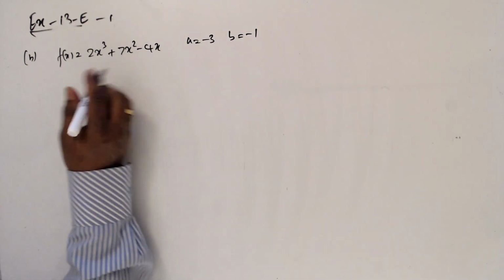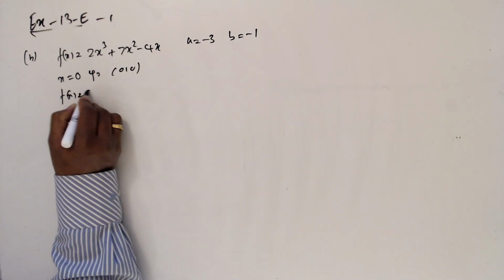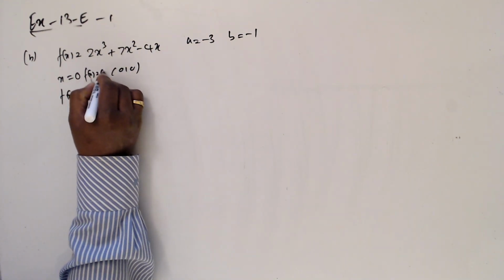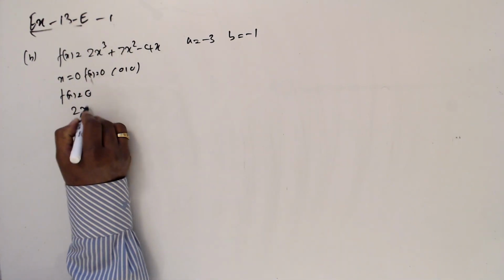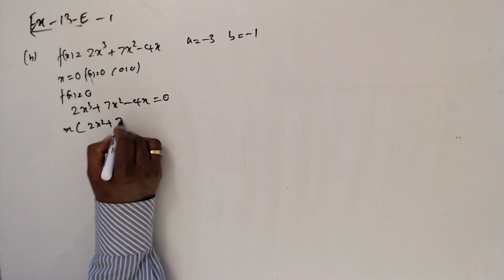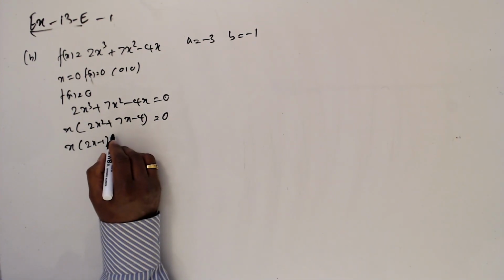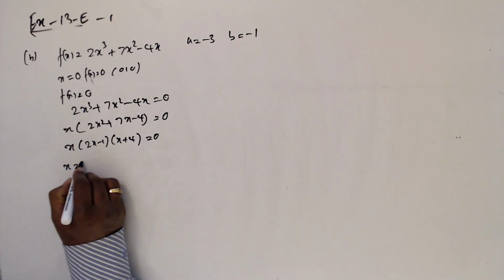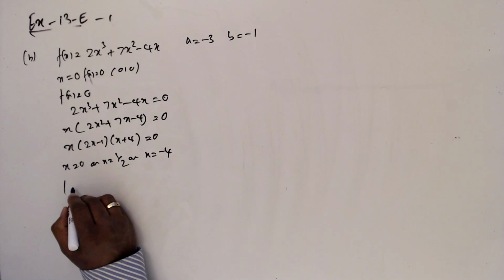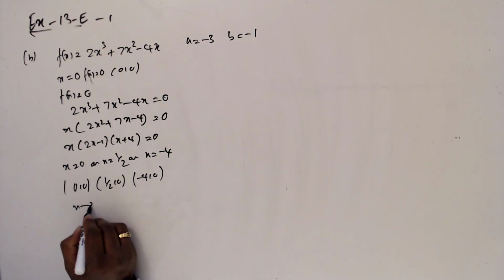First of all, let's sketch this one. When x equals 0, y equals 0, so (0, 0) is one point. Then f(x) equals 0, x is common: x times 2x squared plus 7x minus 4 equals 0. This factors as x times 2x minus 1 times x plus 4 equals 0. So x equals 0, x equals half, or x equals minus 4. So the points are (0, 0), (half, 0) and (minus 4, 0).